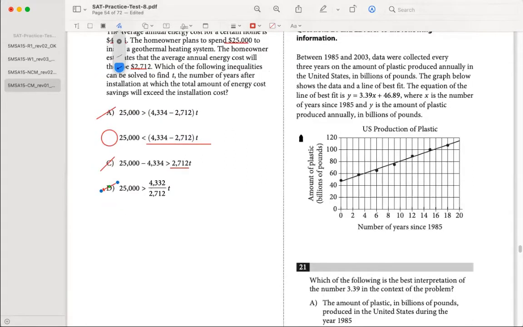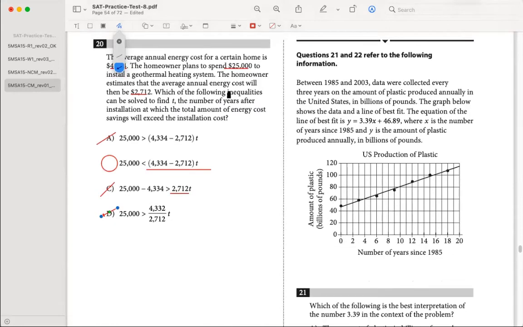Yeah, should be B. Because saying avoided, which of the following? Energy cost will exceed the installation cost. Yep, perfect.